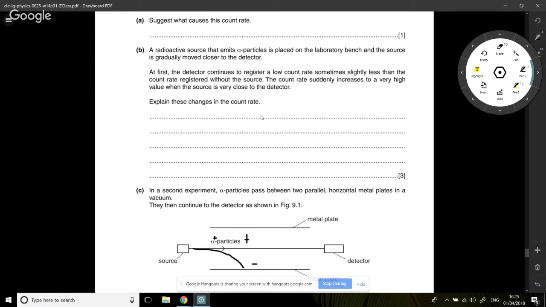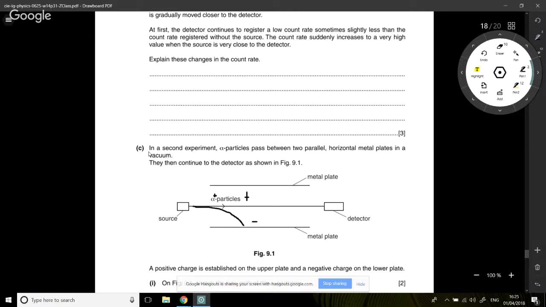I mean, its average sits quite constant, but momentarily it can fluctuate. And then as the source gets closer, you actually start picking up the alpha particles. Basically, this is because alpha particles are so big and heavy that they can only be detected over a quite short distance, because the minute they start banging into the air around them, they slow down and will not be detected by the detector.